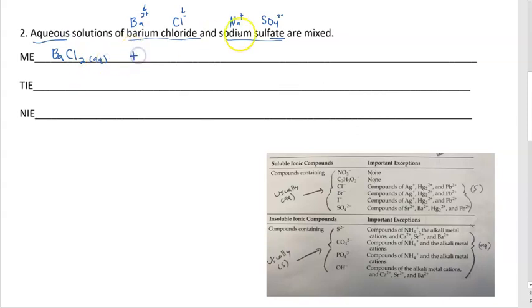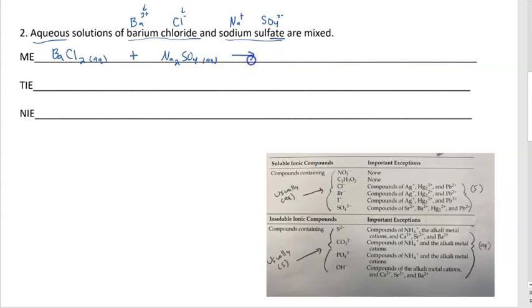And we're going to mix that with sodium sulfate. Now, sulfate has a -2 charge as a polyatomic ion. Because sodium ions are only a +1, we're going to need 2 sodium ions. So it's Na2SO4, and that's also going to get indicated with an aqueous solution.